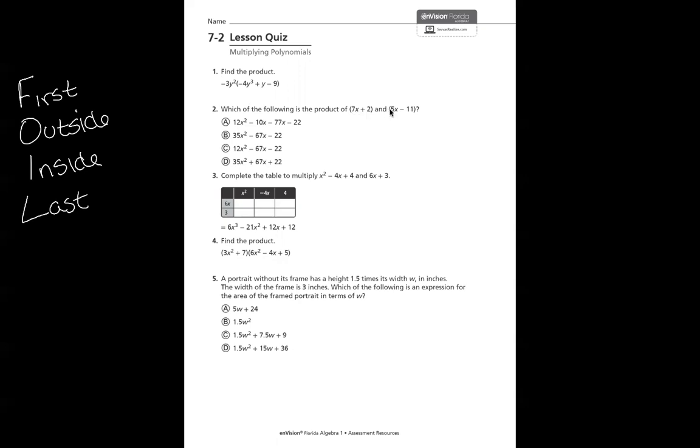So we're going to be doing 7x times 5x, which is 35x squared. Again, you multiply 7 times 5 is 35, and x times x, you would add those exponents together and get x squared. Now I'm going to move to my outside terms. Let me show you visually. We did red first. Okay, now we're going to move on to blue, which is my outside terms. And we're going to do 7x times -11. So 7 times -11 is -77. And the x just stays the same. So those are my outside terms.